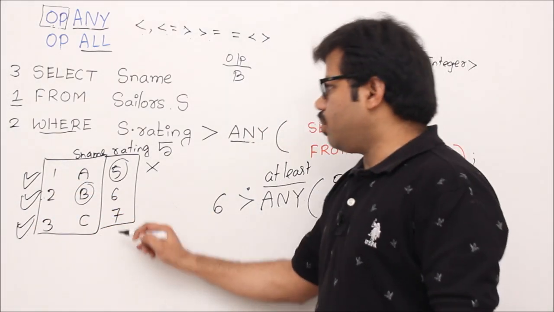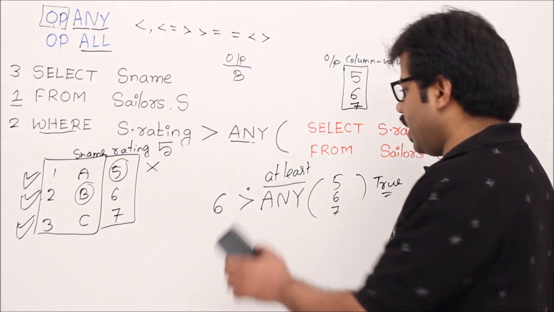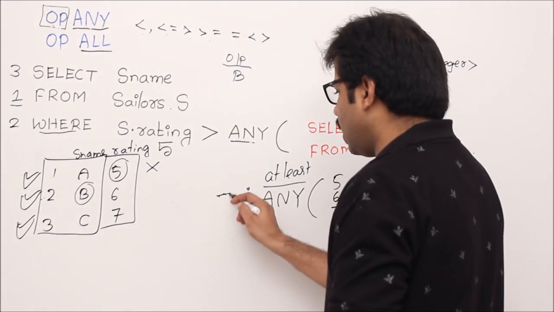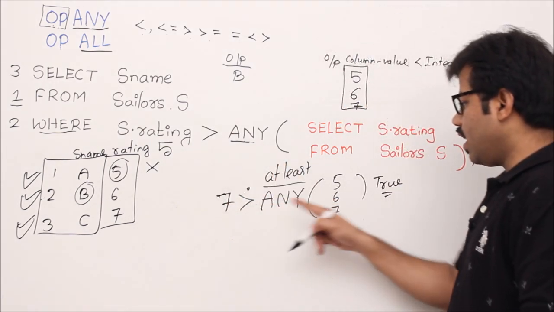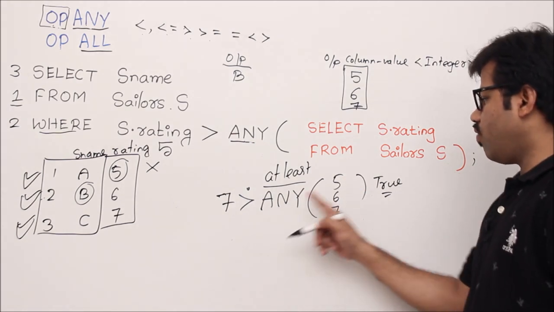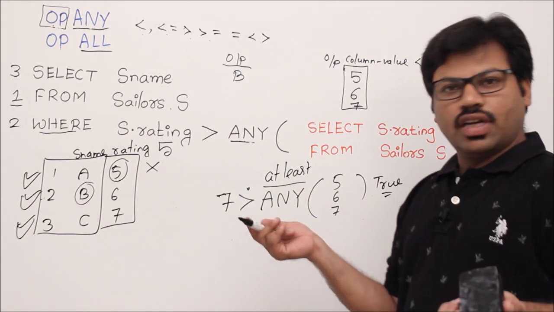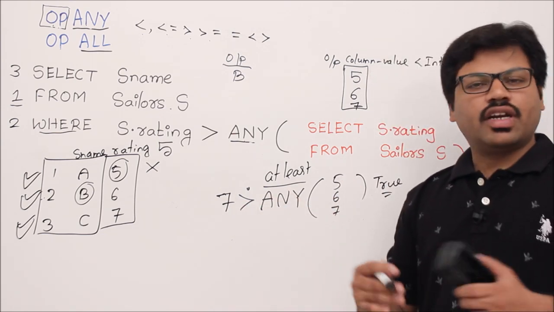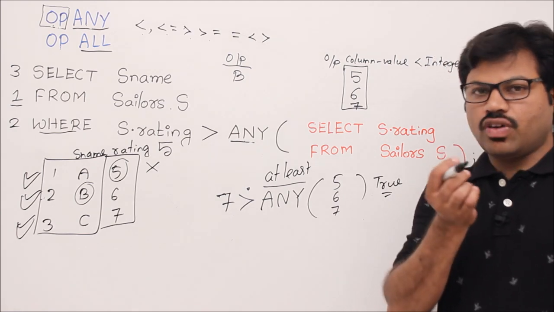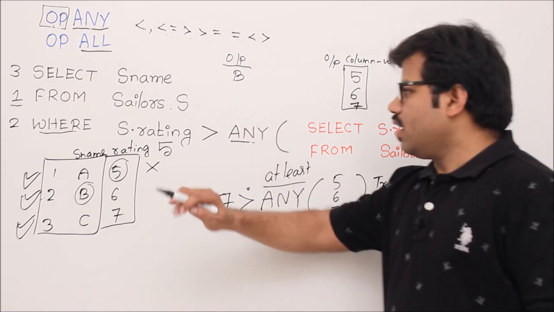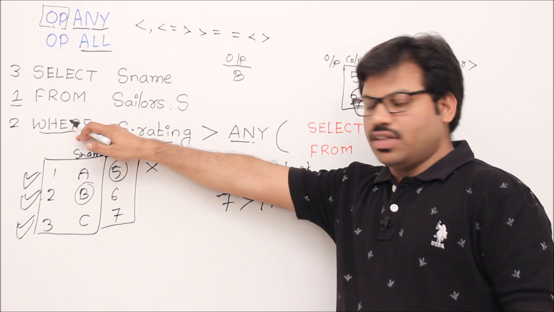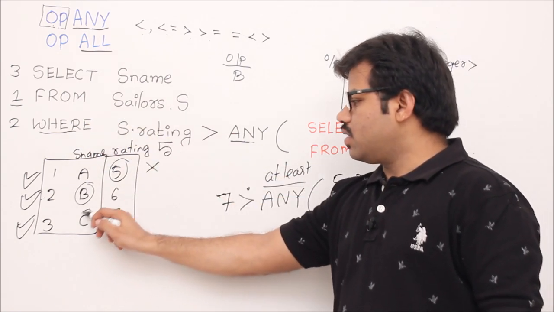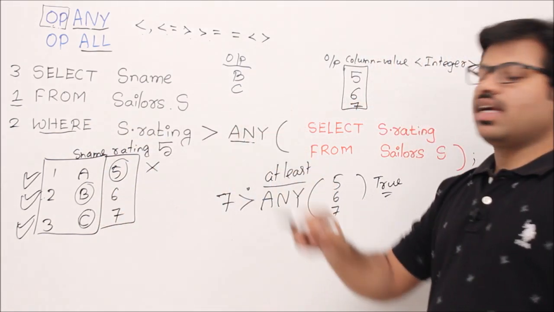If I take the third tuple and evaluate the where condition, S.rating will be 7. So 7 will be greater than any of 5, 6, 7. Yes, 7 greater than 5. At least one time it is true. Correct? Not only one time, two times it is true: 7 greater than 5, 7 greater than 6. That is enough. At least once is enough. That's why we say again the where condition is satisfied. So the corresponding tuple C will be printed. So the output is B comma C.